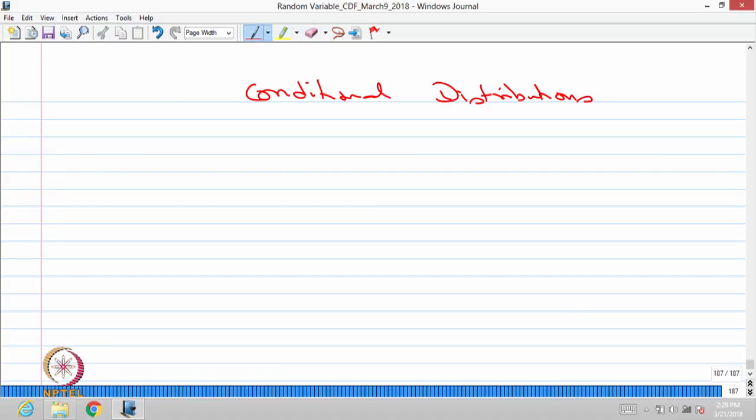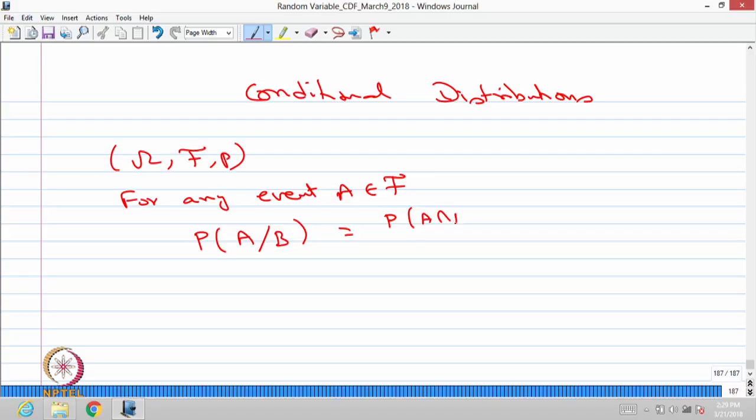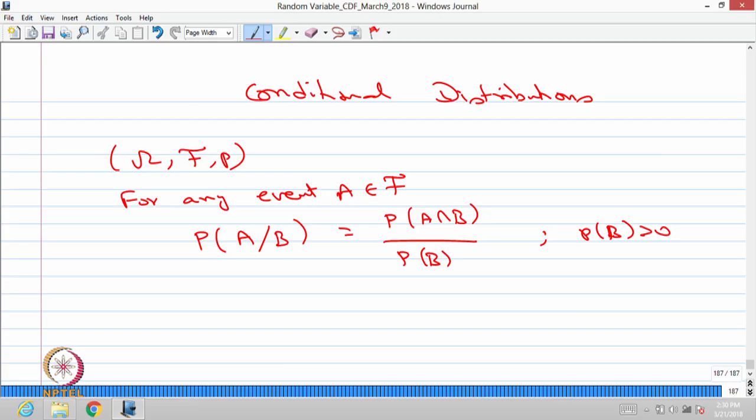Conditional distributions. We have already studied conditional probability of events. Let me recall, if you have a probability space (Omega, F, P), for any events A and B belonging to F, the probability of A given B is the same as the probability of A intersection B divided by the probability of B, provided the probability of B is greater than 0. This is for conditional events.